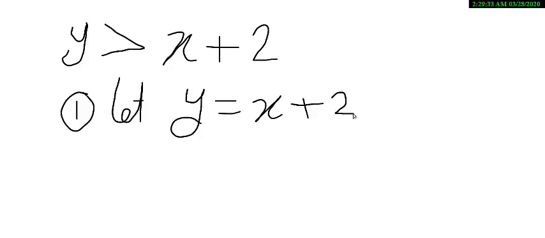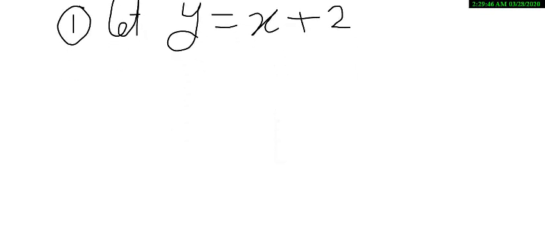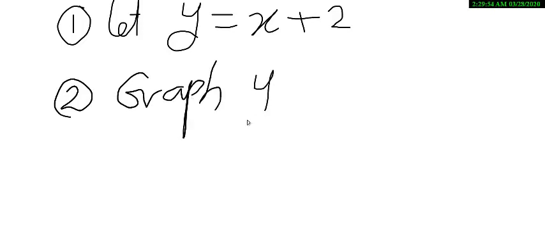And you have to understand this solution will be ordered pairs. The first procedure is to let y equal x plus 2. The second procedure, I'm gonna move up a little bit. I'm gonna consider y equal x plus 2, so I have to push step number 2: graph y equal x plus 2 as a linear equation.